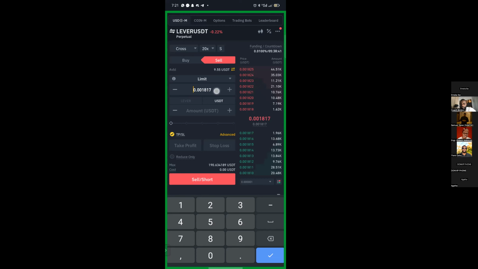Let's assume we are using the entry point you give us now. Now, what's the stop loss and take profit there? The stop loss for that trade currently is 0.00785. Now the stop loss is 0.00785.